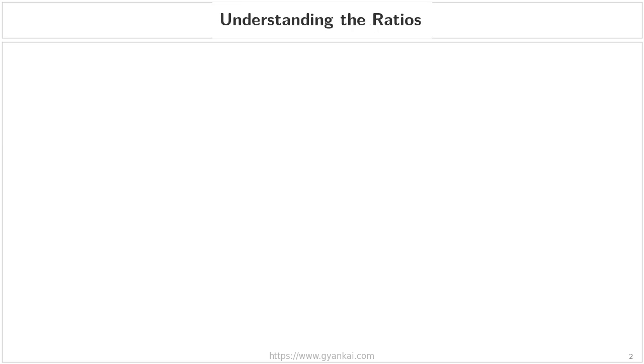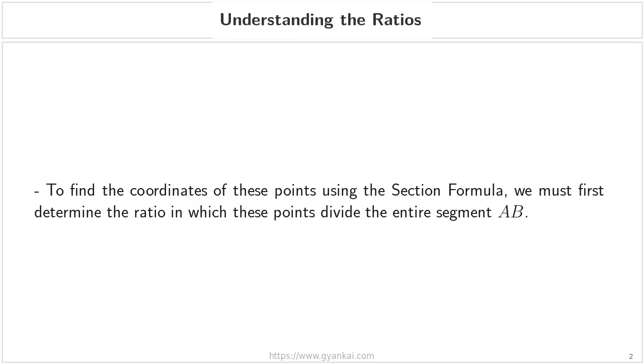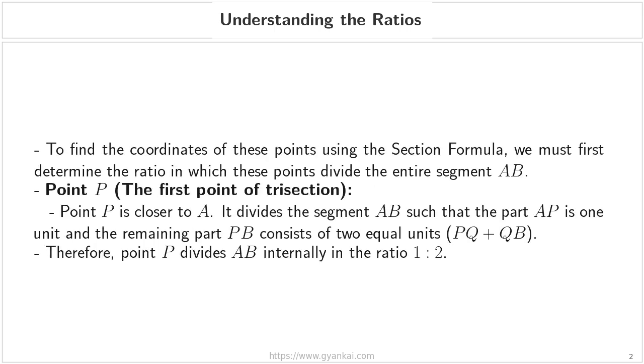Understanding the ratios. Now that we understand the concept of trisection from the previous slide, let's look at how we actually apply this mathematically. To find the exact coordinates of these points using the section formula, we can't just plug in numbers blindly. We first need to determine the specific ratio in which these points divide the entire segment AB. Let's focus on the first point, which we've called point P.